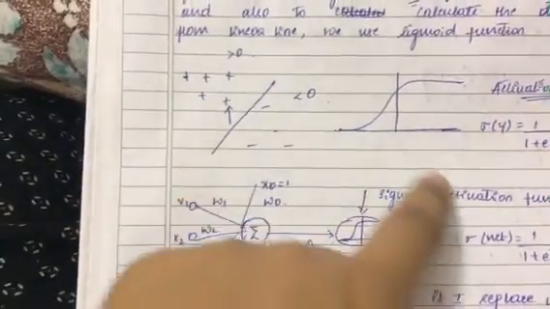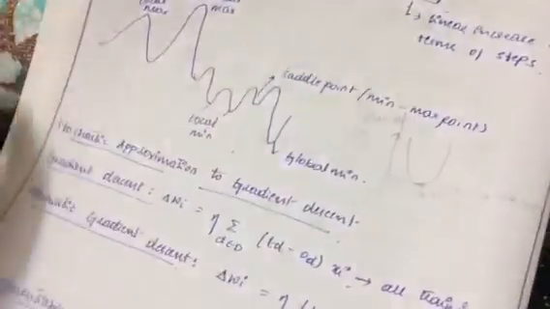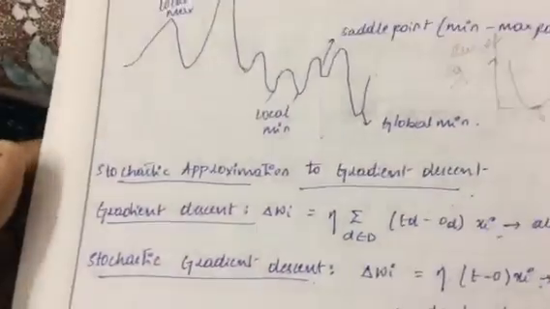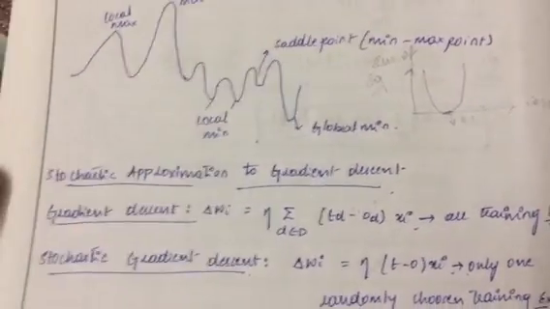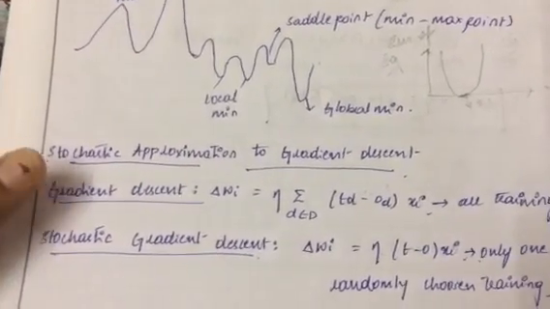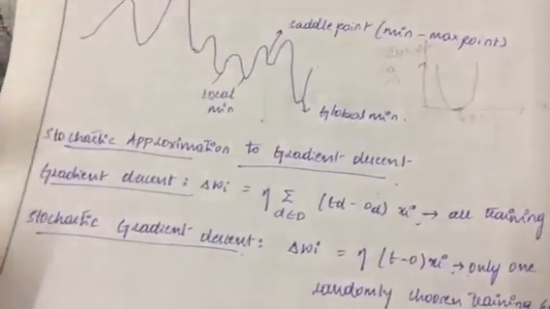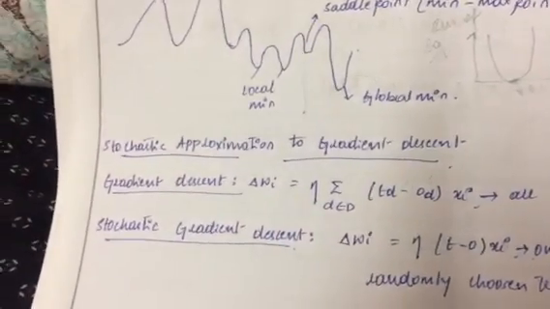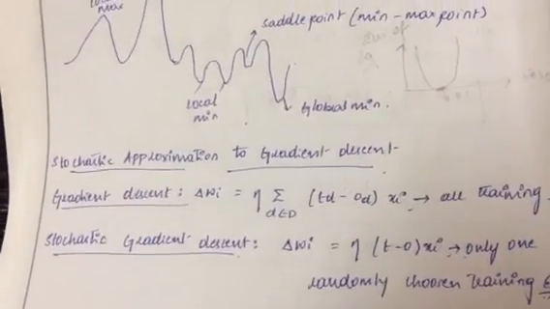So this process is going to continue, and it is going to take a larger time. So the computations are more in gradient descent. To overcome the computations, we go for stochastic approximation to gradient descent. The name itself indicates that stochastic means it is going to randomly choose some training example or sample.